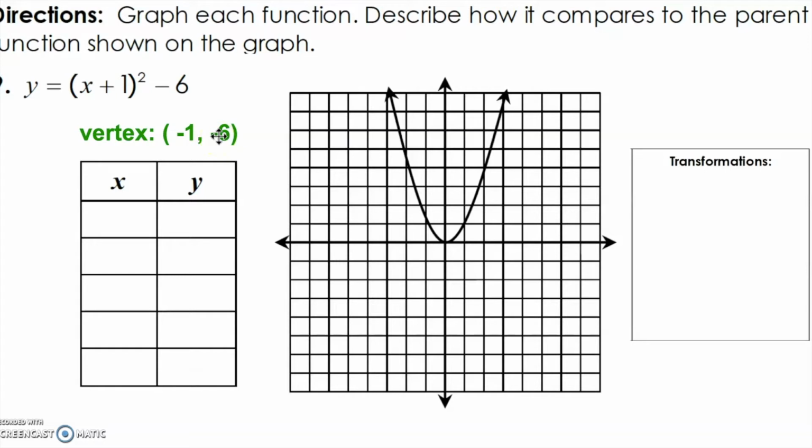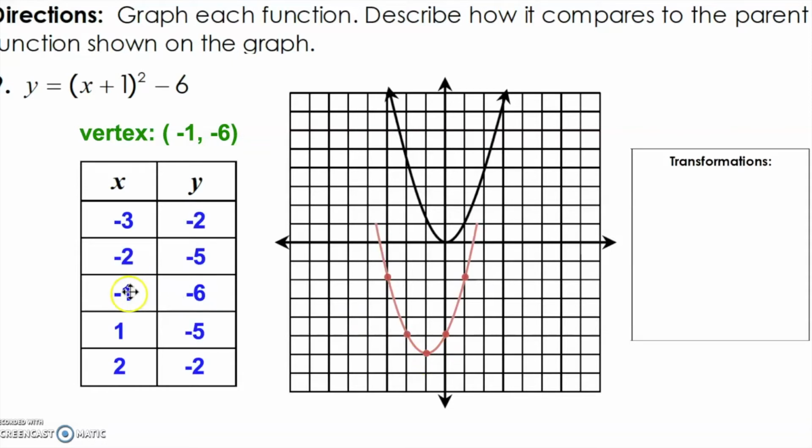How would this shift our parent function? H moves our parabola left or right. So an h value of negative 1 means we're going to shift to the left. Our negative 6 here for k, well, k moves up or down. So a k value of negative 6 means my parabola should be over 1 to the left and down 6. And I see that's where my parabola ended up.